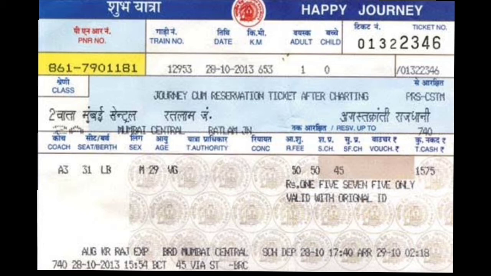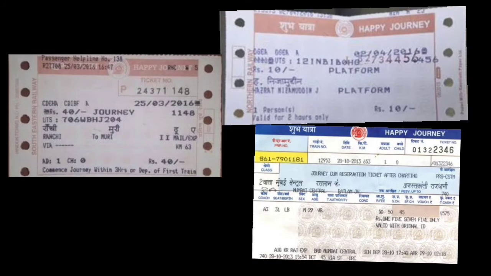It is mentioned there, ARR, which means arrival. The train will reach Ratlam Junction, the destination, on 29:10 and the timing is 2:18 p.m. So this is how you can identify these three different tickets.